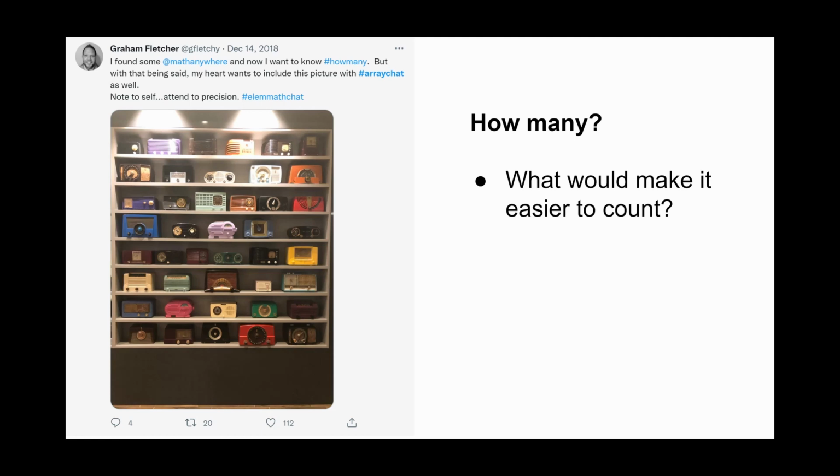Same here. We have rows of 6 radios, rows of 5 radios. What would make it easier to count these? There's no one right answer. There are many things you can do to make this easier to count. Pause the video if you need a little more time.